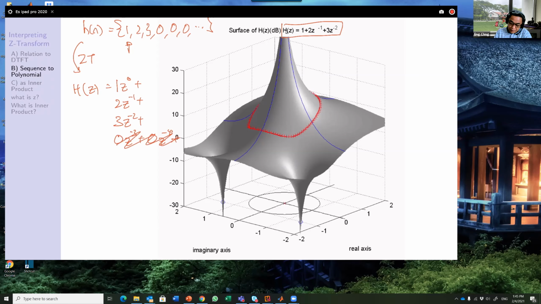Now, how do I write this equation? I can write it in this form. 1 times z to the 0 is 1. 2 z to the minus 1 is plus 2 over z. Plus 3 over z squared. Okay, so this is how I want to write it now. And then this is still h of z.